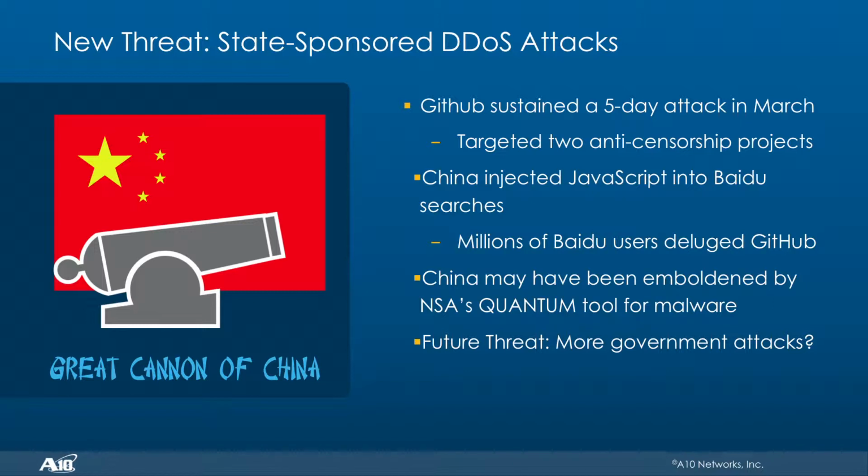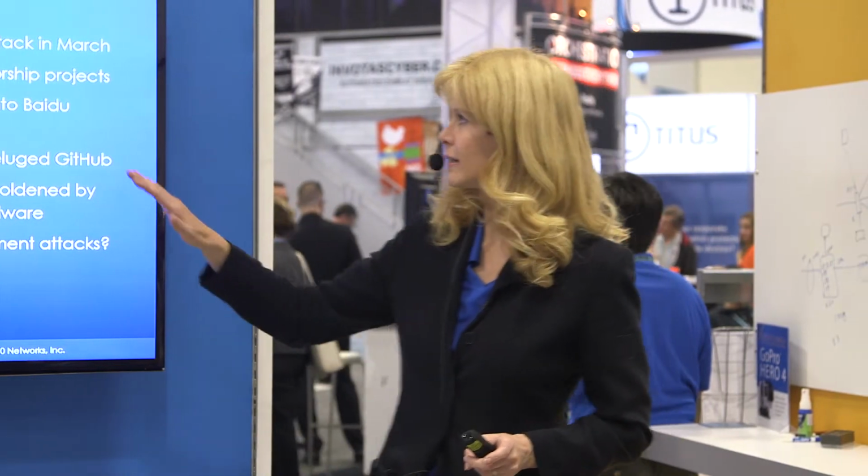Another interesting thing that happened a couple of weeks ago, you may have heard of it, is the Great Cannon of China. If you're not aware of it, China has this Great Firewall where they look at all traffic. There are a lot of organizations trying to find ways around the firewall, and China doesn't like that. So they went and attacked two projects on GitHub that were trying to show users how to bypass the firewall.